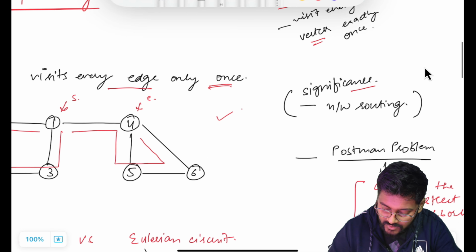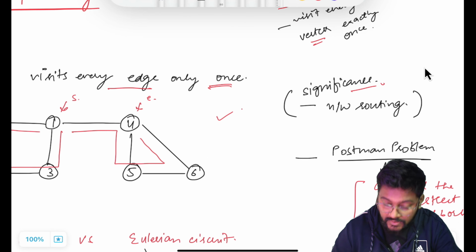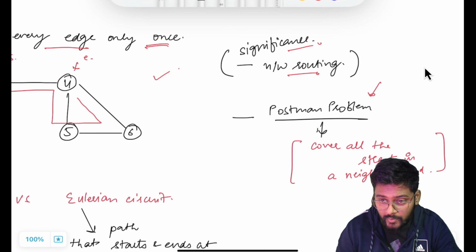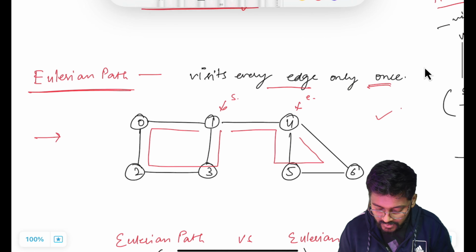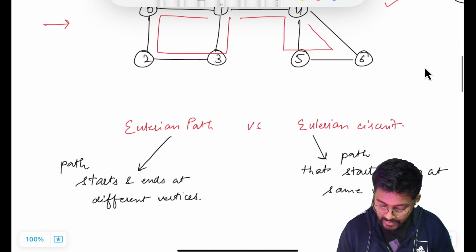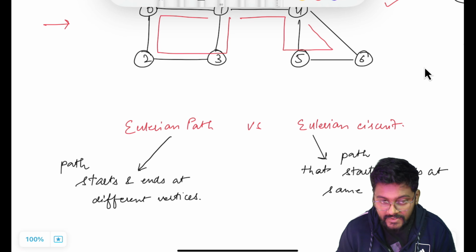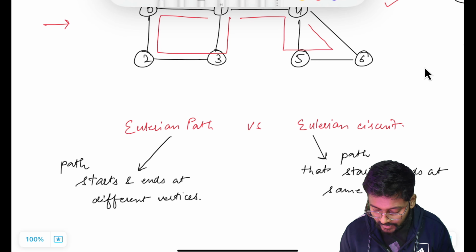What is the significance of this Eulerian path? This Eulerian path concept is very important in network routing. Also, we have a very common problem, postman problem, like covering all the streets in the neighborhood. So that problem is being solved using this concept, Eulerian path. Here, first of all, we need to know what is the difference between Eulerian path and Eulerian circuit.